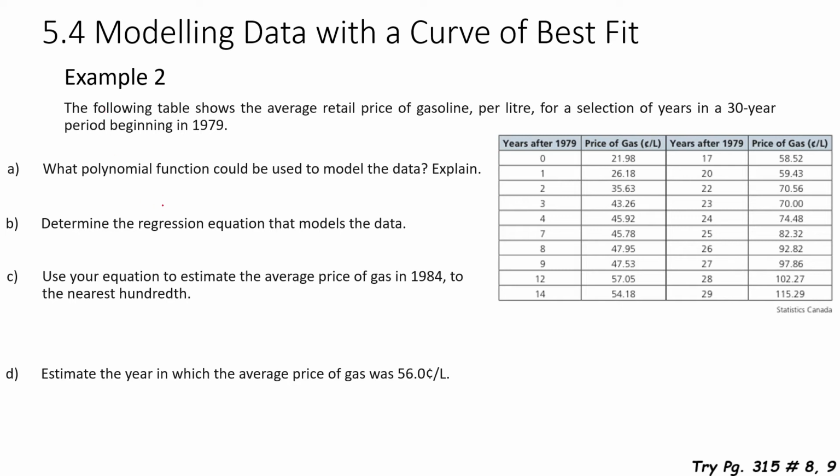We're going to do basically all the same things. We're just going to do some substituting in here to actually solve our equations for particular data points. The following table shows the average retail price of gasoline per liter for a selection of years in a 30-year period beginning in 1979.